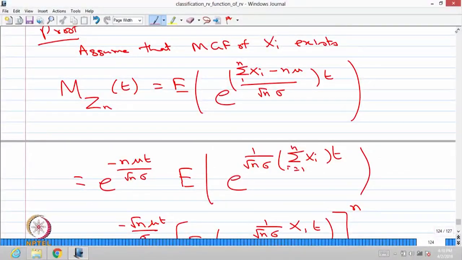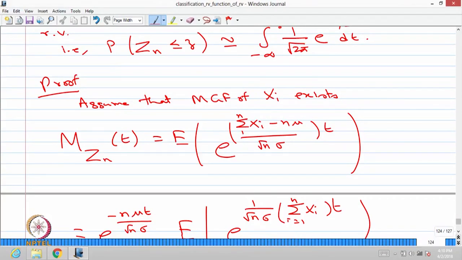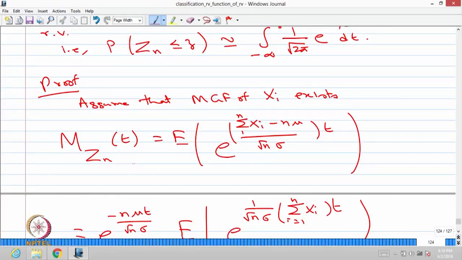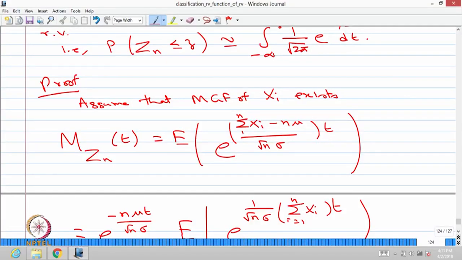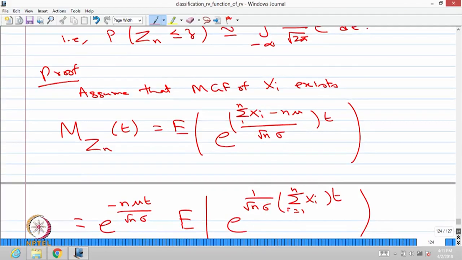Now we can see how the proof goes when we do not have the assumption of mgf. A similar derivation I can go for with the characteristic function. So the characteristic function of zn at t is going to be the expectation of e power the whole expression, where t is replaced by i times t, where i is square root of minus 1. For that I do not need any assumption, because the characteristic function exists for all random variables. Therefore, the characteristic function for zn exists. So I can directly compute the characteristic function of zn. In this result, wherever there is t I have to replace it by i times t, and that is going to be the derivation of the characteristic function.